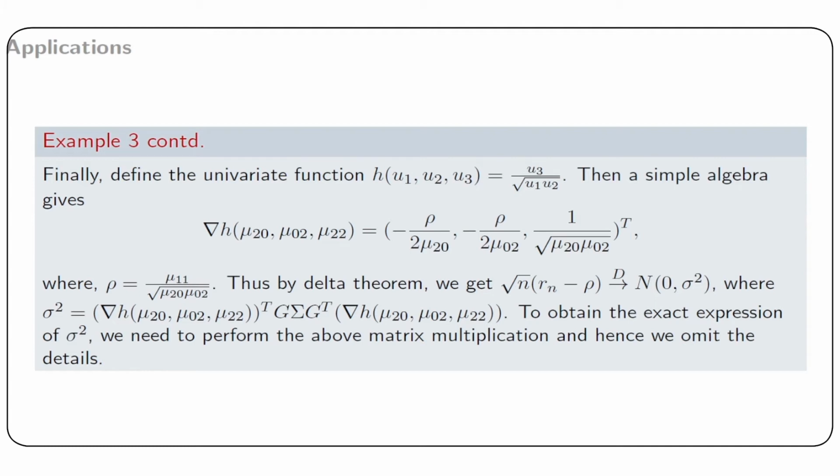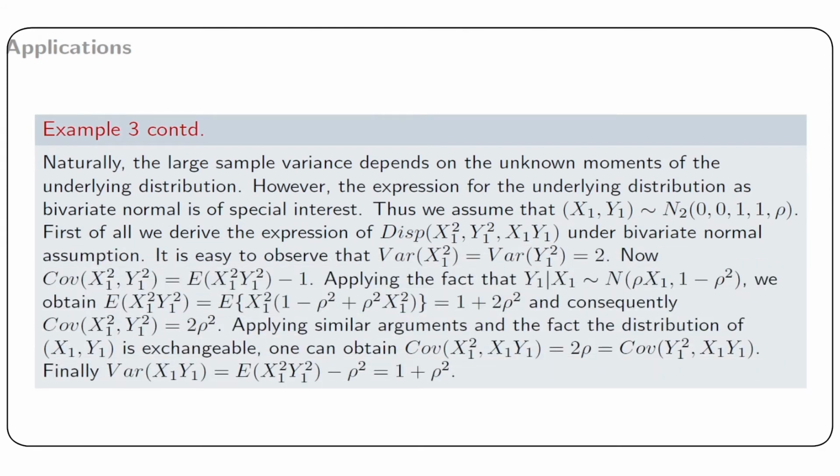where rho is the population correlation coefficient defined by mu 1 1 divided by square root of mu 2 0 mu 0 2. Thus, by delta theorem, after some calculation, we find that R, the sample correlation coefficient, has a large sample distribution with mean rho and large sample variance sigma square, where sigma square has a cumbersome expression as given in the text. However, to obtain the exact expression of sigma square, we need to perform the above matrix multiplication, and hence we omit the details because it is very straightforward. So, naturally, the large sample variance depends on the unknown moments of the underlying distribution.